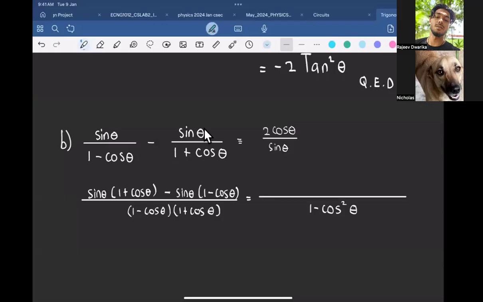And now we simplify on top. To simplify on top, how am I going to do that? You have to expand it. Yes, expand it. Sine theta by 1 is sine theta. So just keep going down the line. So sine theta plus sine theta cos theta, right? Minus sine theta plus sine theta cos theta.